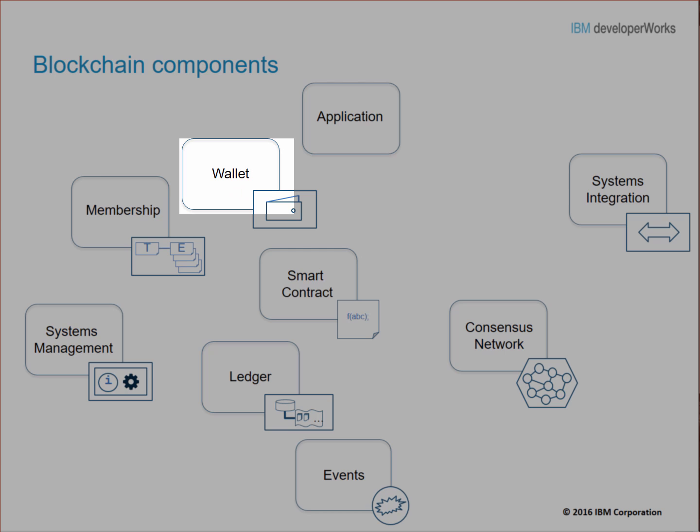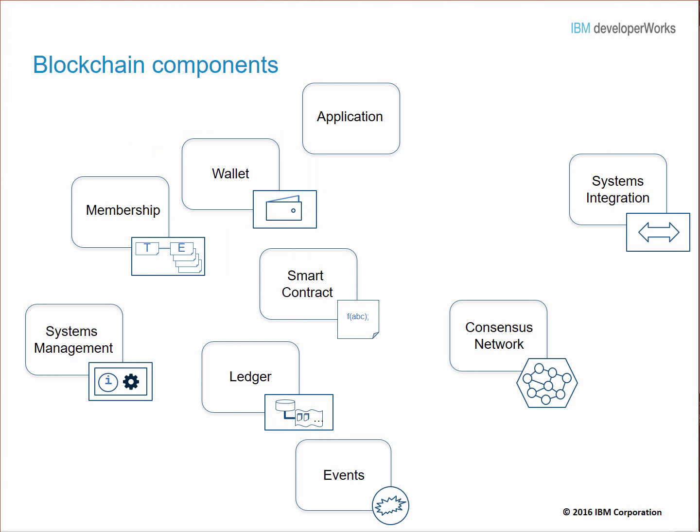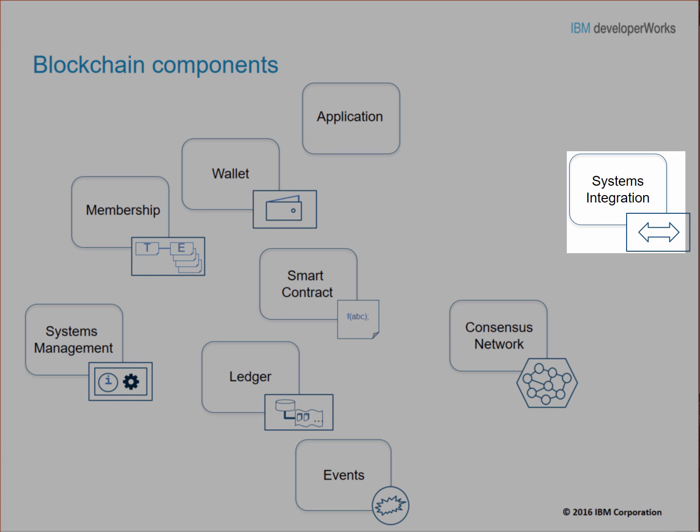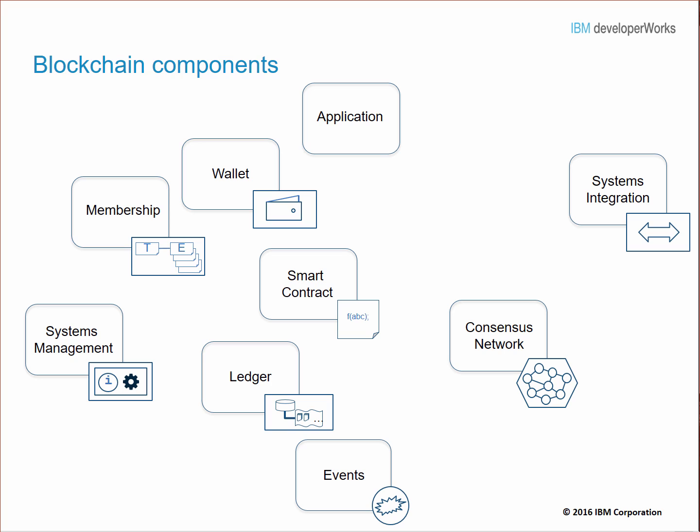Next, there's the wallet. The wallet component securely manages a user's security credentials. And then finally, there's the systems integration component. This component is responsible for integrating blockchain bidirectionally with external systems. It's technically not part of the blockchain, but is used by it. So chain code can use this component to call out to existing systems, and existing systems can use this component to call in to the blockchain itself to do things like invoke a smart contract, for example.